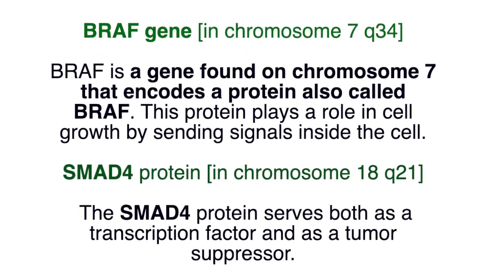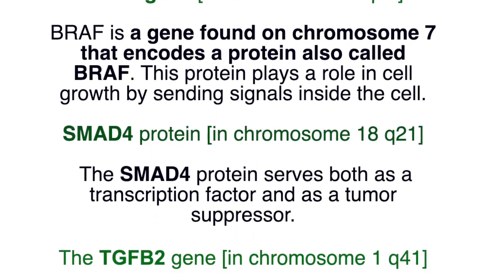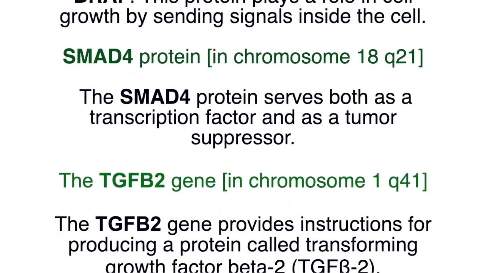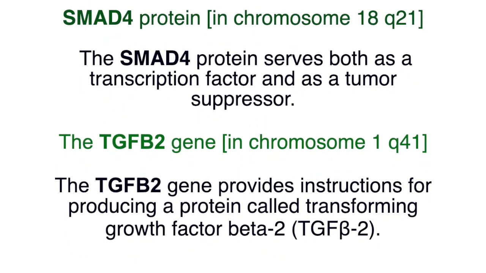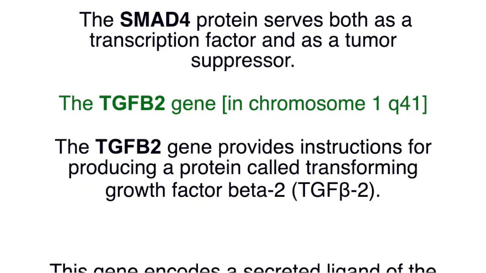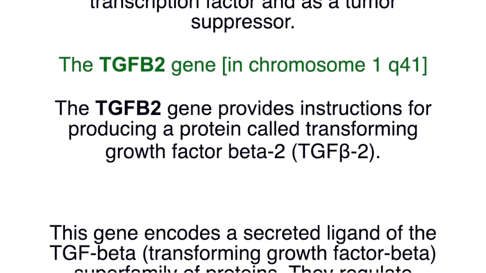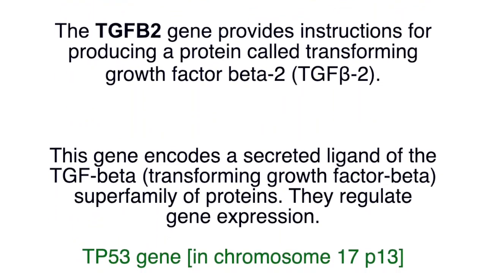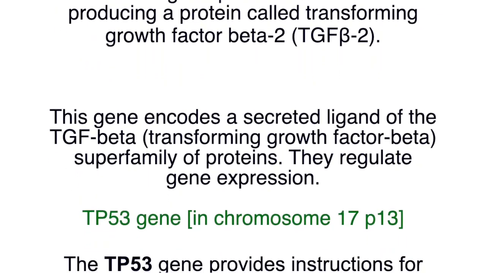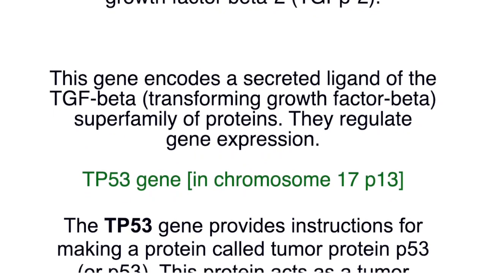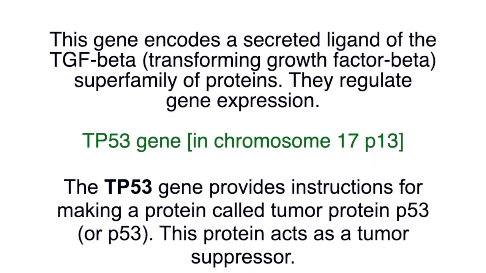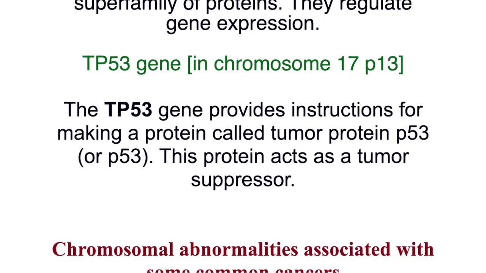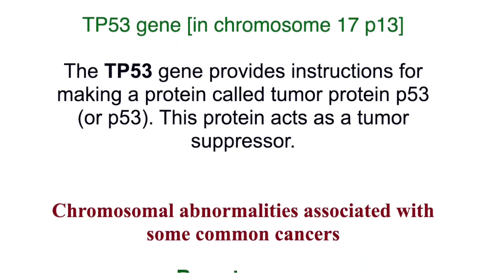SMAD4 protein in chromosome 18q21. The SMAD4 protein serves both as a transcription factor and as a tumor suppressor. The TGFB2 gene in chromosome 1q41. The TGFB2 gene provides instructions for producing a protein called transforming growth factor beta 2. This gene encodes a secreted ligand of the TGF-beta superfamily of proteins. They regulate gene expression. TP53 gene in chromosome 17p13. The TP53 gene provides instructions for making a protein called tumor protein p53. This protein acts as a tumor suppressor.